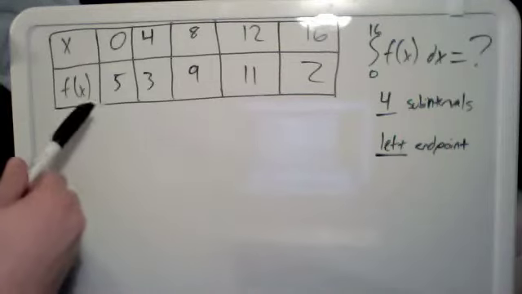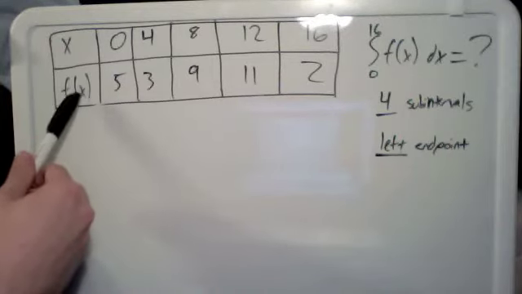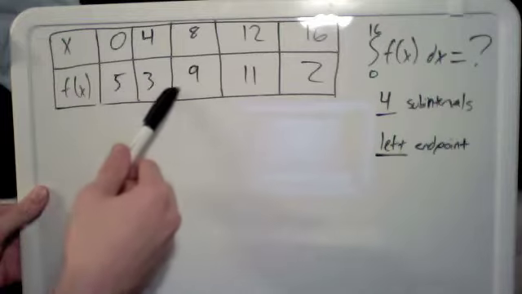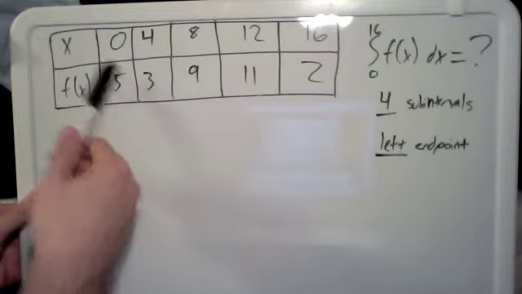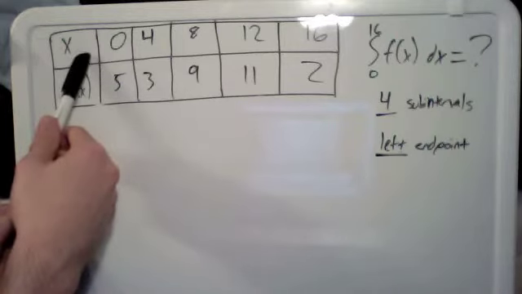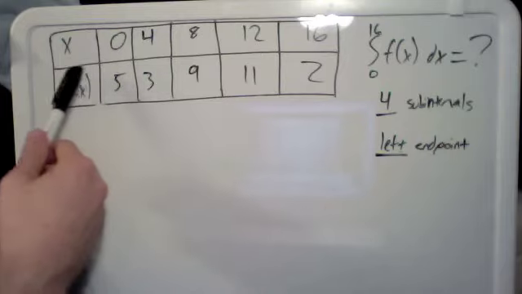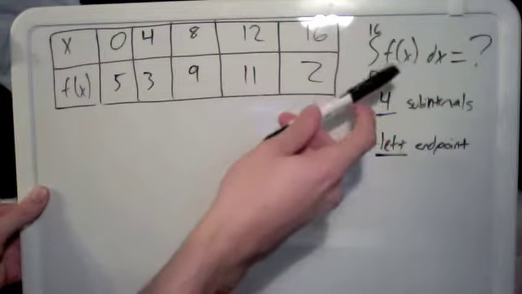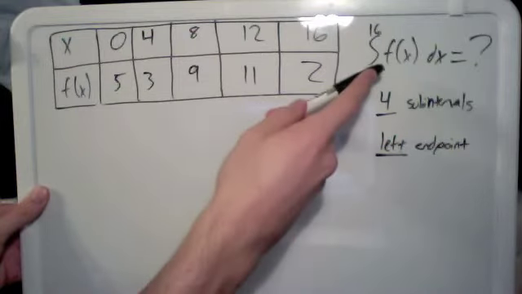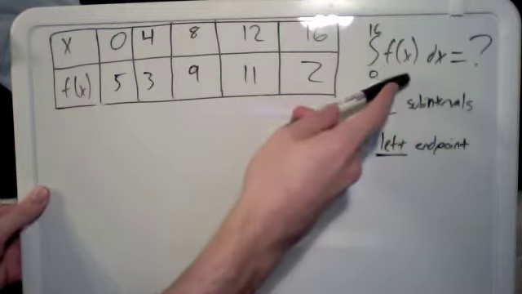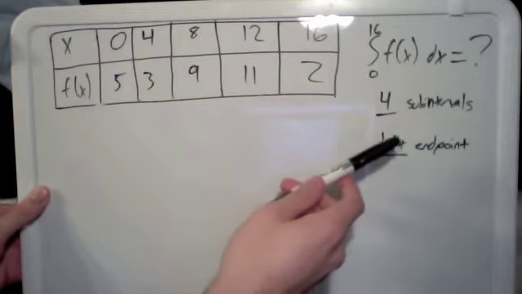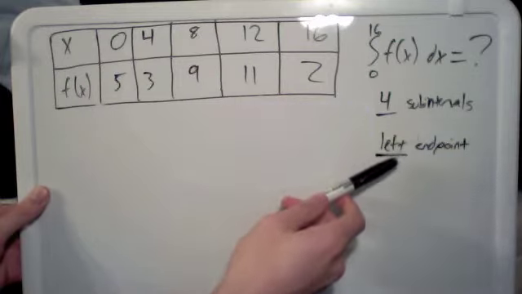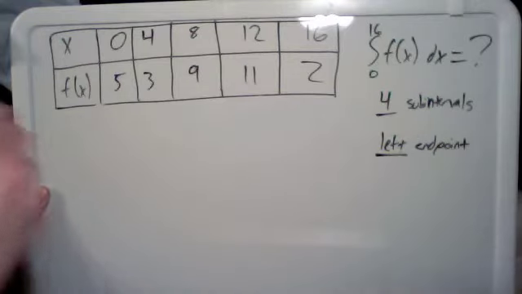Alright, so we're given this table here with f of x. We have f of x's value at different points of x. So at x equals 0, f of x is 5. We're also told that we're supposed to approximate the integral from 0 to 16 of f of x using a left endpoint Riemann sum of 4 equal subintervals.